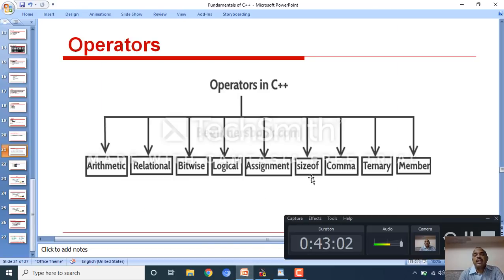Next one is the sizeof operator. This is used to display the size of the variable. Next one is the comma operator. This is used to separate two variables, two sentences, two functions, etc. It is a separator operator. Then the next one is the ternary operator.